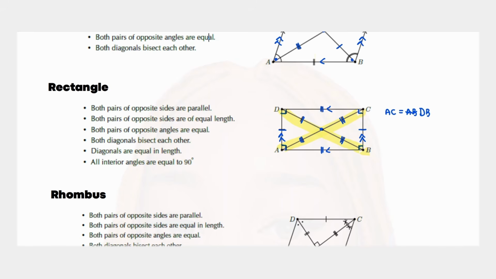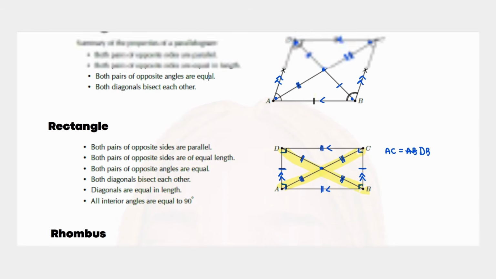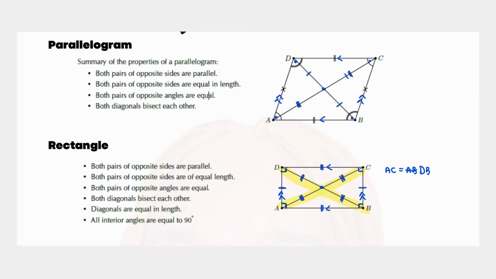Because their diagonals are equal to each other. So just remember that. Now let's talk about the difference between a rectangle and a parallelogram. In the rectangle, the corner is 90 degrees, but in the parallelogram, the corner is not 90 degrees. In the rectangle, all the angles in the corners are equal to each other, but in a parallelogram, only the opposite angles are equal to each other.